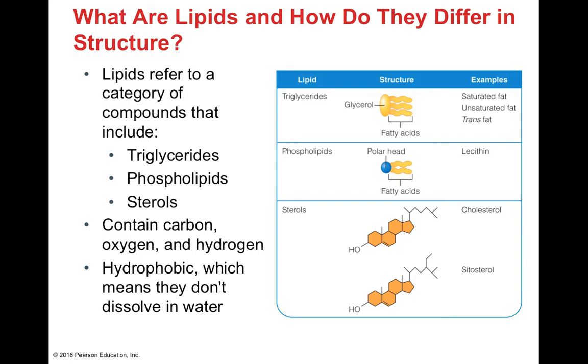So let's get started. So what are lipids and how do they differ in their structures? Lipids are an entire category of biomolecules that's going to include things like triglycerides, phospholipids, and sterols. Here on the right we have triglycerides, and here we have a glycerol head and 3 fatty acid tails, right? Triglycerides. And then we also have phospholipids.